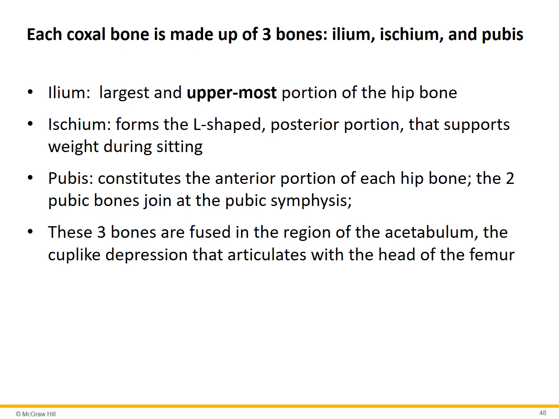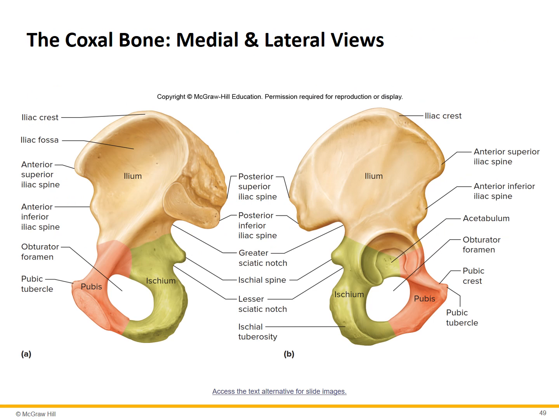The pubis is the anterior bone. And they articulate together at a joint known as the pubic symphysis. The area where you can see the 3 bones connecting is within the acetabulum. The acetabulum is a cup-like depression that articulates with the head of the femur. Right, so here it shows them color-coded, and you can see most clearly where the articulation is in the acetabulum.